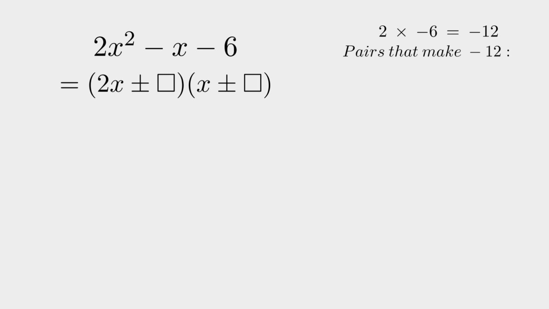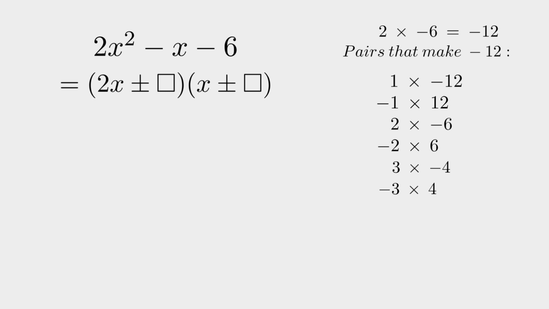1 times negative 12 is negative 12. Negative 1 times 12 is negative 12. 2 times negative 6 is negative 12. Negative 2 times 6 is negative 12. 3 times negative 4 is negative 12. And finally, negative 3 times 4 is negative 12. There we have our set of numbers.